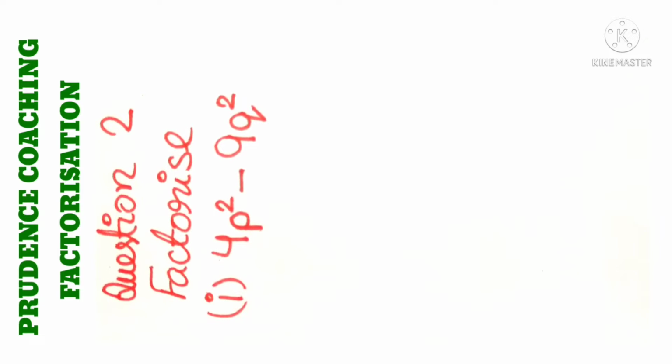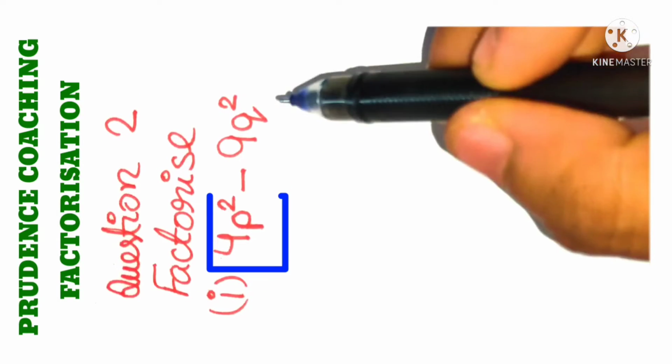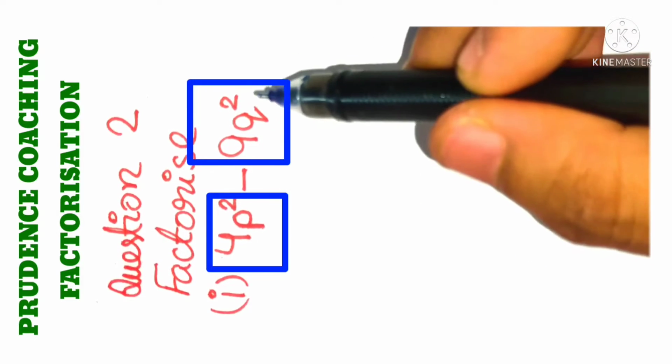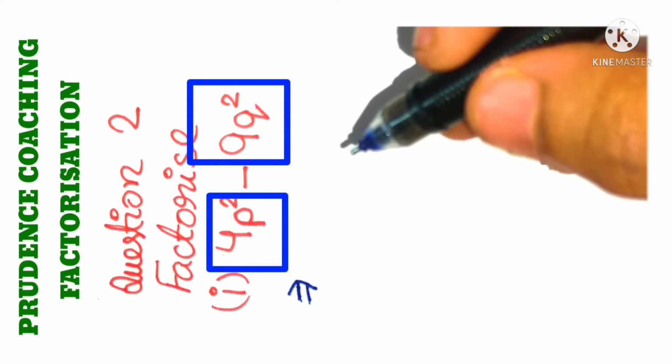Today we will be starting with exercise 14.2, sum number 2-1. Here you are asked to factorize the given expression. As you can see, one thing must click into your mind: we have two terms here, 4p square and 9q square. So you need to think whether you can write 4 as a square of a number or not.